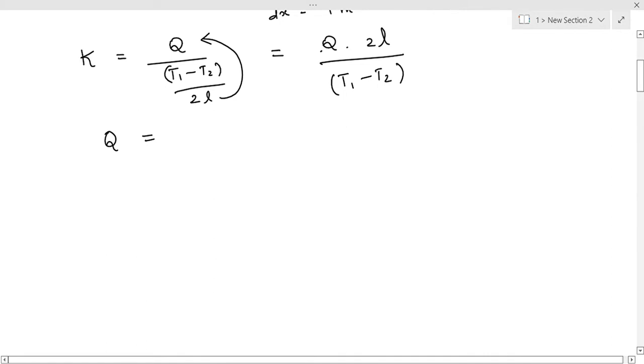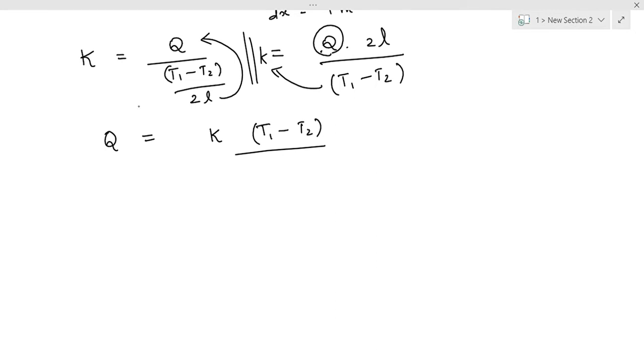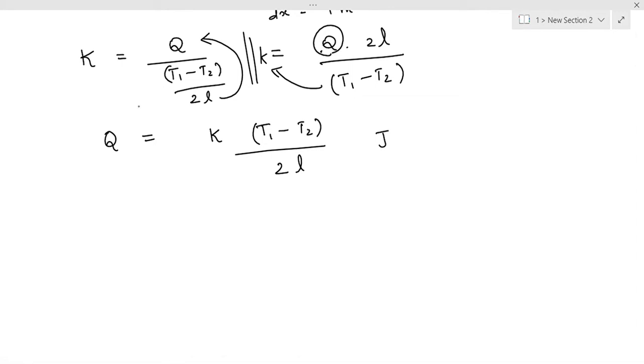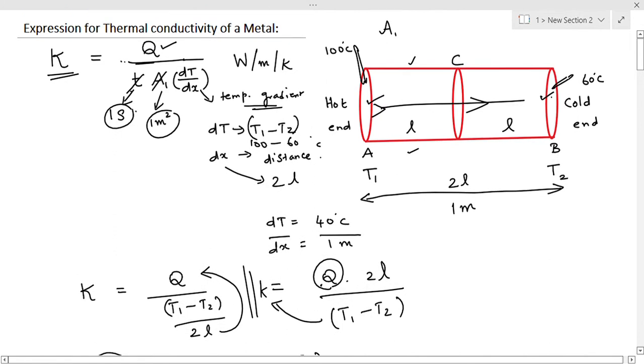Q is equal to, this equation can be rewritten as K into T1 minus T2 divided by 2L. Since Q, quantity of heat energy, is taken with the unit joule, we are going to find how much amount of heat energy is conducted by this metal rod from the hot end towards the cold end.